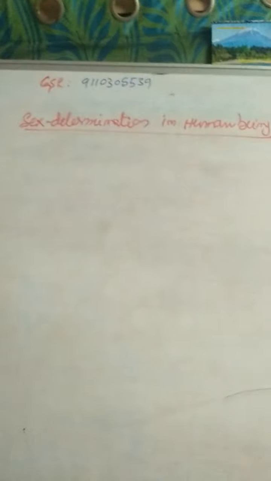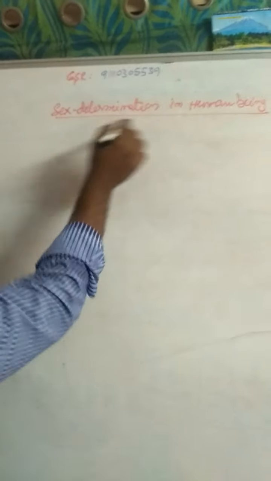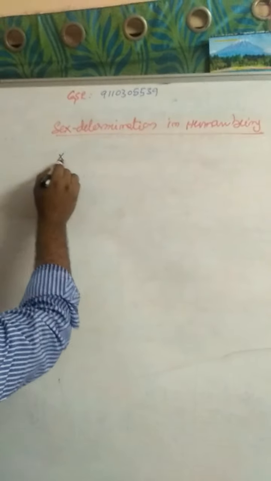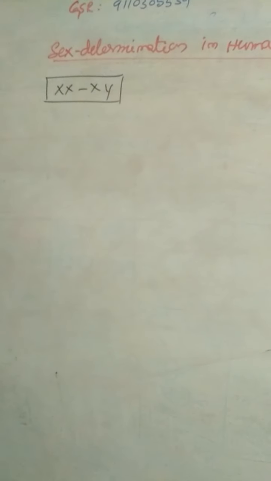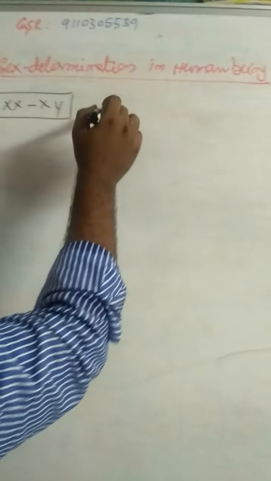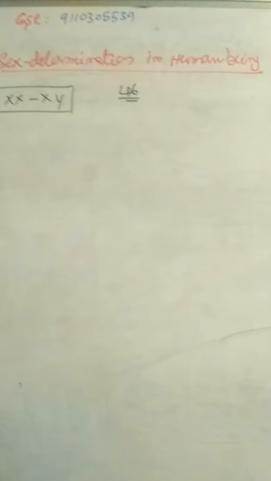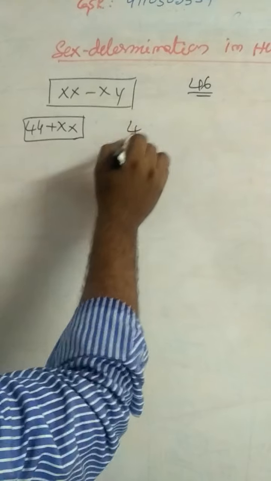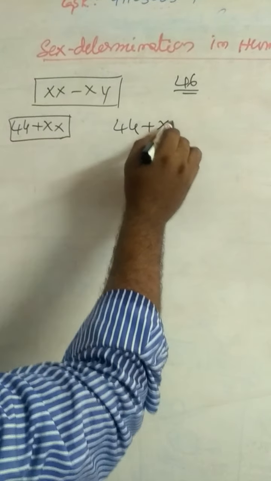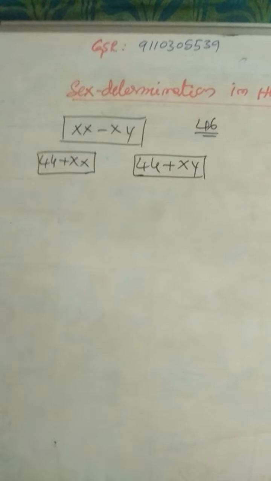Next, sex determination in human beings. In humans, the sex determination method is the XX-XY method. The total number of chromosomes in humans is 46. 44 autosomes plus XX is female. 44 autosomes plus XY is male. So males contain 44 autosomes plus XY.